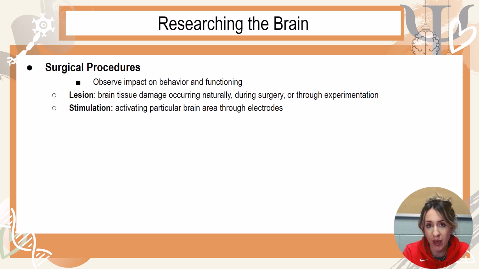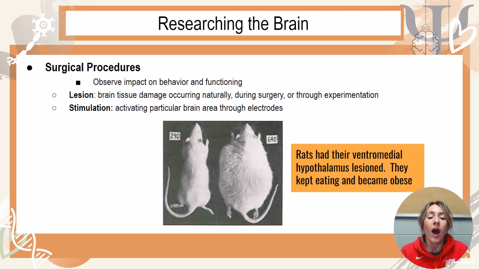Their body, their brain, their behavior, their functioning. Obviously, doing this research can be very unethical, right, if you don't do it with the correct guidelines. And oftentimes we use animal research when lesioning the brain or stimulating the brain. So this is an example of rats.